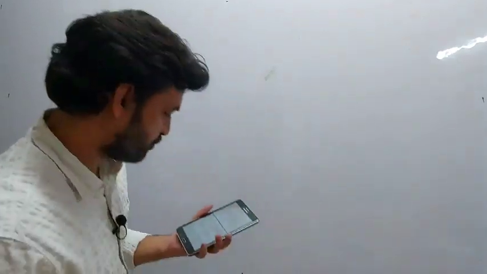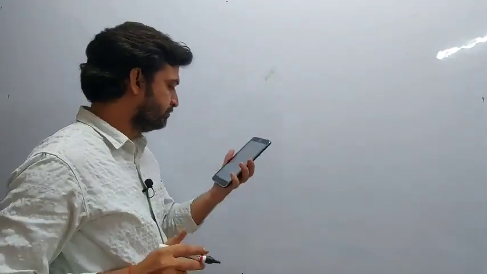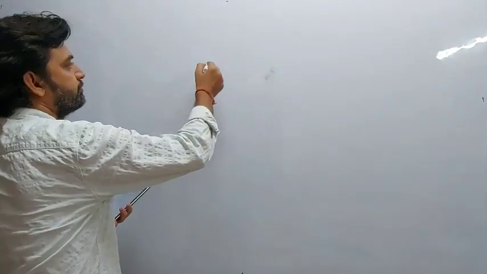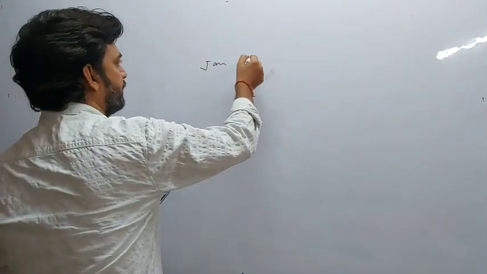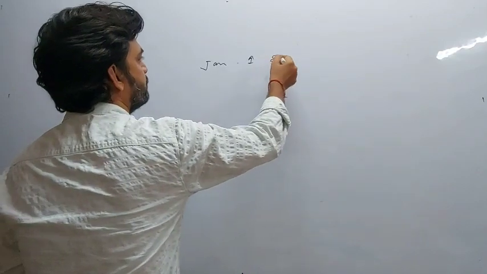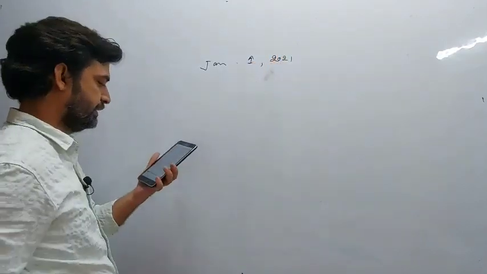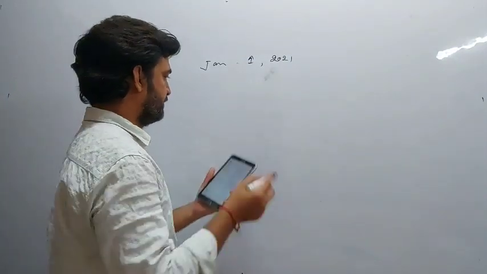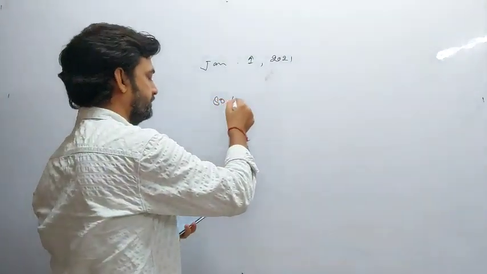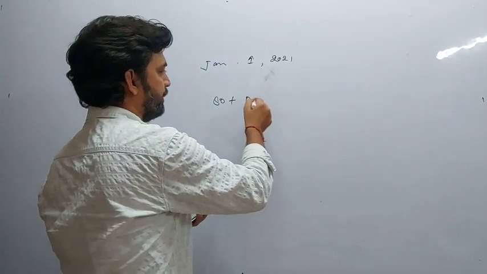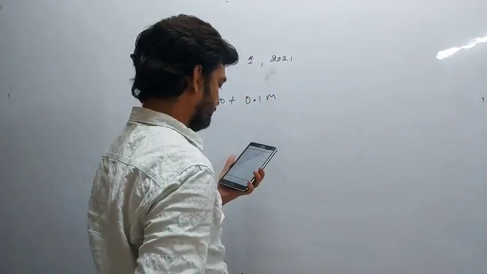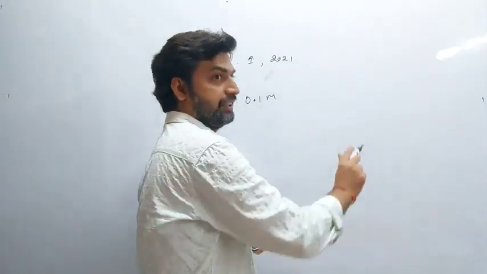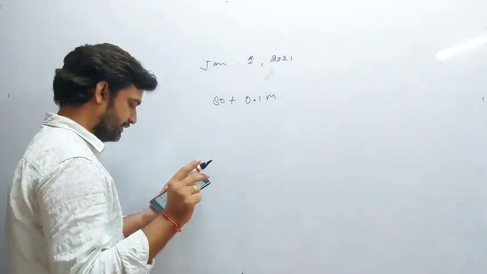Now coming to the next question. It says that from January 1, 2021, the price of petrol in rupees on the mth day of the year is 80 plus 0.1m, and the value of m is 1, 2, 3, 4. M is representing the day, and after 100 it becomes constant. That is petrol.